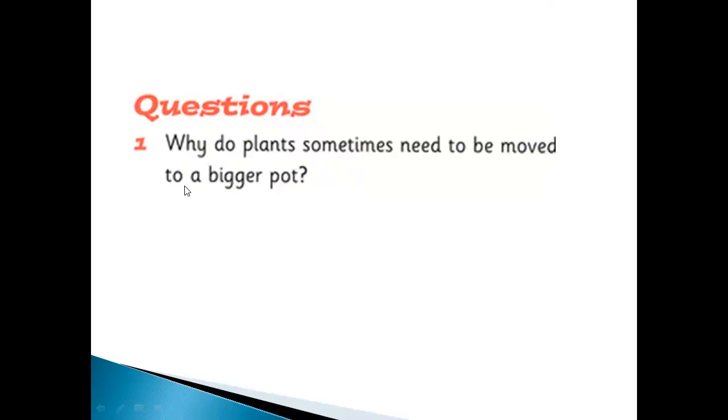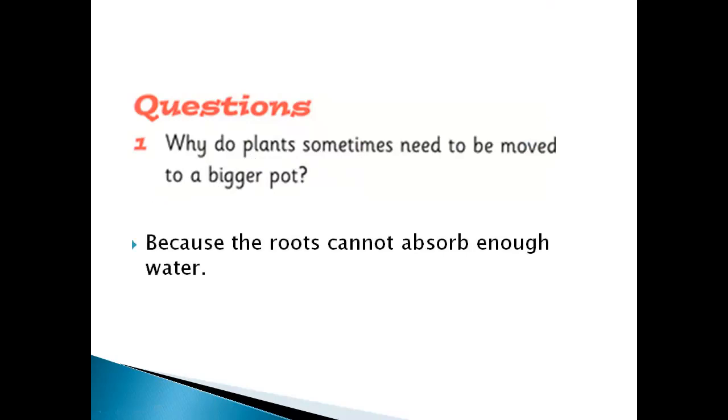Okay, after this exercise from your learner book, question number one: why do plants sometimes need to be moved to a bigger pot? I already explained in the last lecture in class. So the answer is because the roots cannot absorb enough water. In a small pot, roots cannot absorb enough water, so you need to move to a bigger pot.